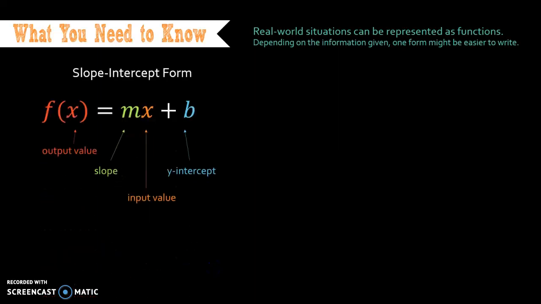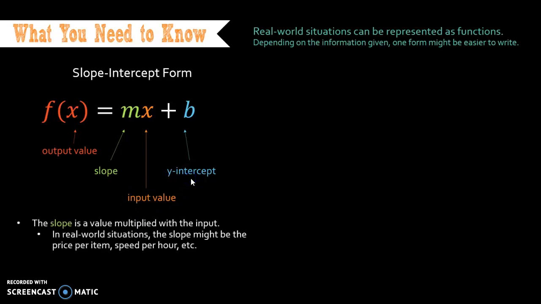So we've learned about slope-intercept form. That's where our output is equal to our slope times our input plus our intercept. The slope is a value that's being multiplied with our input, and in real-world situations, your slope might be the price per item or the speed per hour and so on. Anytime you have some sort of multiplication relationship, that's the majority of the time going to be your slope.